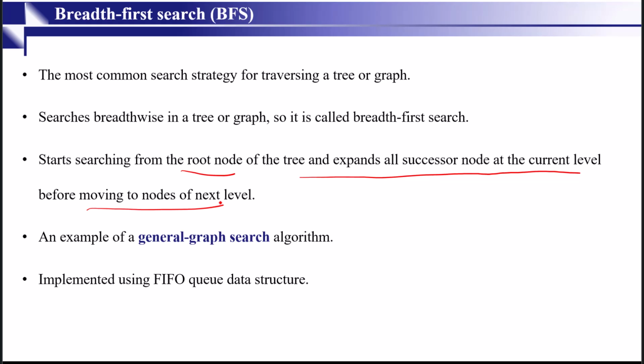To implement BFS, we use a FIFO, first in, first out queue, which is a kind of data structure. Here, nodes are explored in the exact order that they are discovered. Because of this behavior, BFS is guaranteed to find the shortest path in terms of the number of steps, provided that all actions have the same cost. And this makes it highly useful for tasks like pathfinding and problem solving in AI.